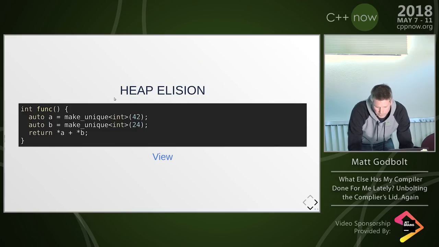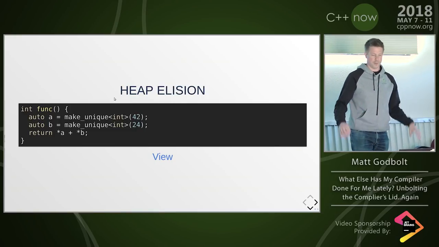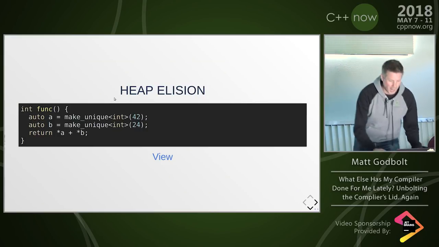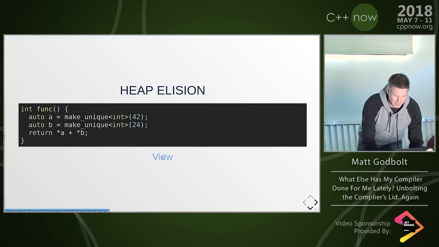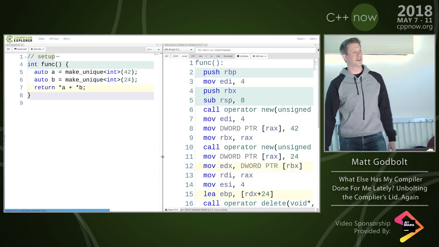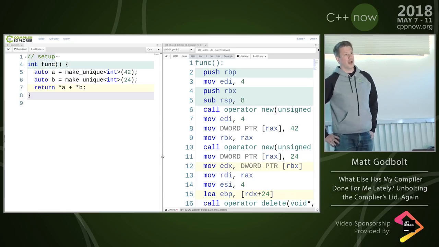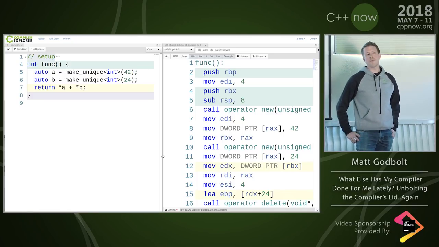All right, so this is something which has been touched on by other prominent members of the C++ community who like to just demonstrate cool things. I'm looking at you, Jason. Heap elision. So, Matt, just a question. Yes, certainly. If you make it branch-free in your code, does it make any difference? If I make it branch-free in my code, does it make any difference? So define branch-free for me.